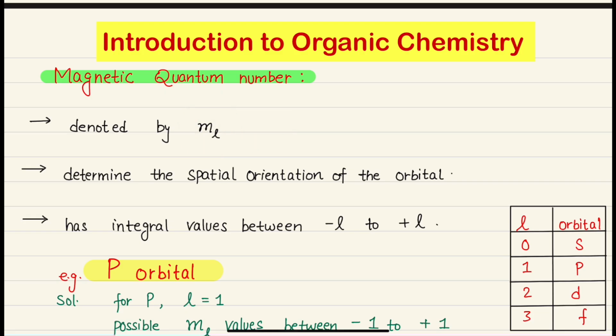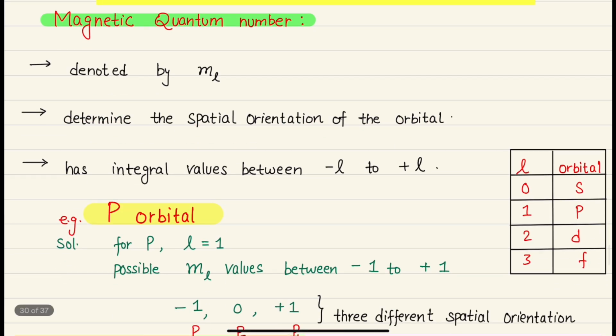Now the second point: the magnetic quantum number determines the spatial orientation of the orbital. It means how the orbital is oriented in 3D space, and that is what the magnetic quantum number tells us. So, very important: the magnetic quantum number determines the spatial orientation of the orbital.